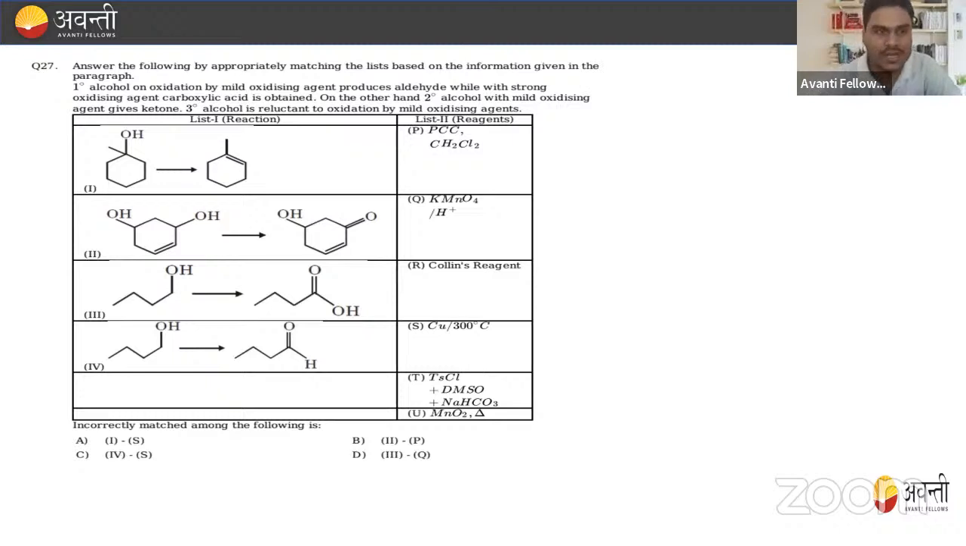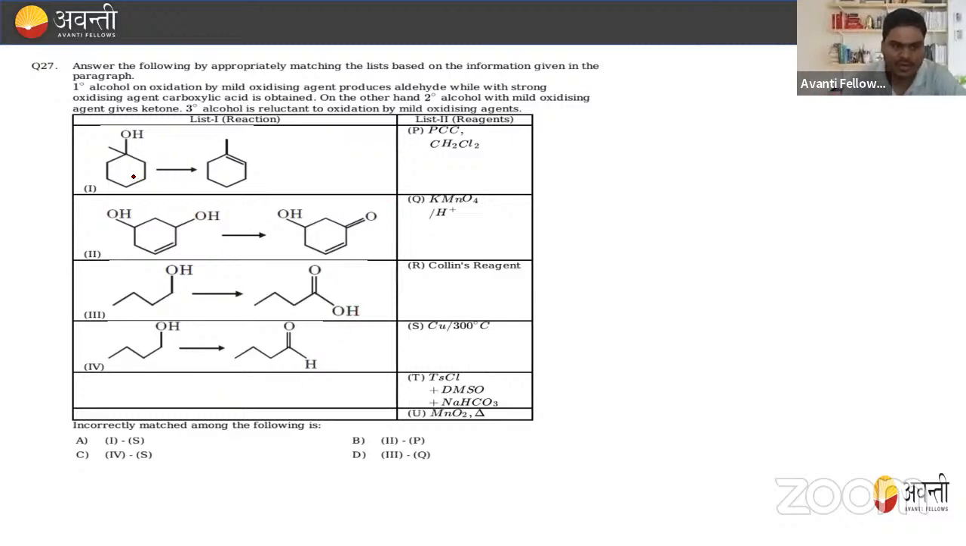So, what is the question? Answer the following by appropriately matching the list, based on the information given in the paragraph. Primary alcohol on oxidation by a mild oxidizing agent produces aldehyde. We know that a strong oxidizing agent can convert it into carboxylic acid. On the other hand, secondary alcohol with a mild oxidizing agent gives ketone, and tertiary alcohol is reluctant to oxidize by a mild oxidizing agent. This we all know, right? So you have to identify the incorrectly matched one among the following.